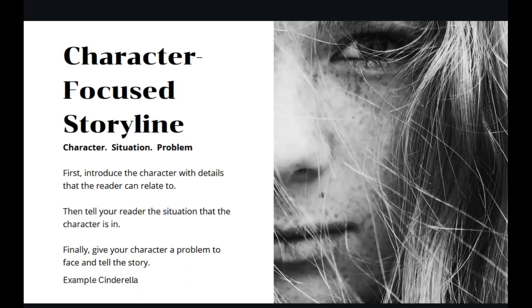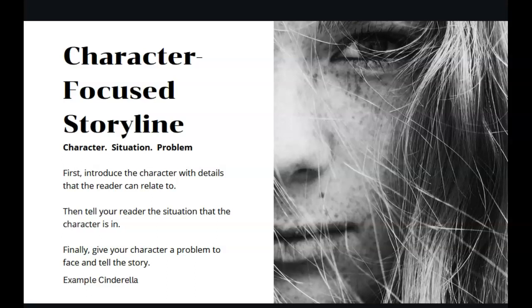Okay, another plot structure that you're going to see is the character-focused storyline. So in this, you're actually spending the majority of the time in your story focused in on the character. You have 3 things that are happening here. Your character, all the information about your character, you're putting your character into situations, and your character has a problem. But the majority of the story is about your character in their situation with their problem, and it's going to get solved at the end, yes.